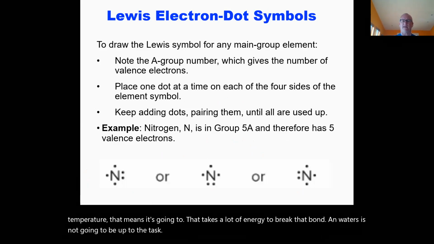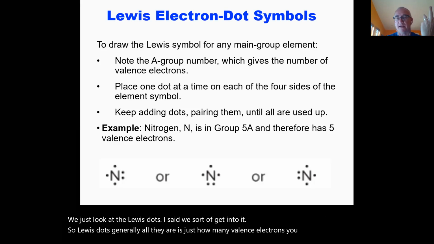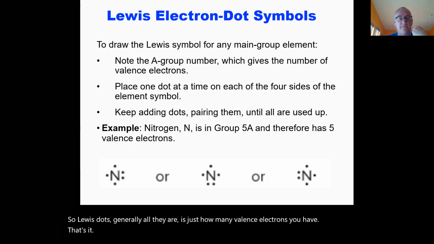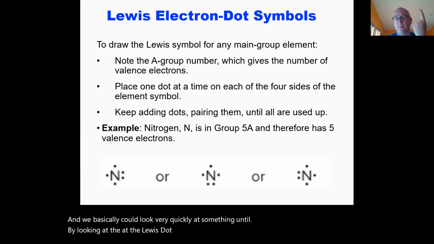Now let's look at the Lewis dots. I said we sort of get into it. So Lewis dots, generally, all they are is just how many valence electrons you have. And we can look very quickly at something and tell by looking at the Lewis dot structure, A, what group is it in, and B, how many bonds is it going to form.